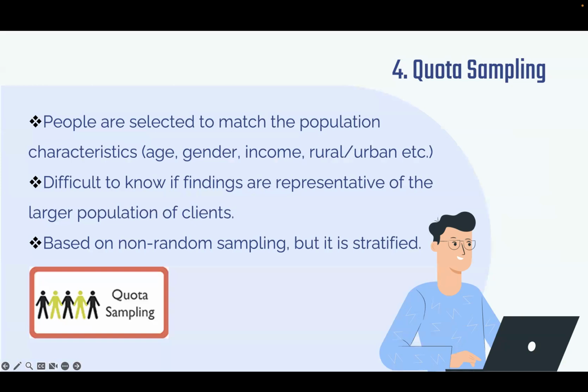So this method is fantastic when you are aiming for a mini version of the society, giving everyone a seat at the table. But here is the thing, it's tough to be sure your carefully assembled group really speaks for the larger crowd. You might nail the proportions, but there's always a question of whether these folks truly reflect the bigger picture.